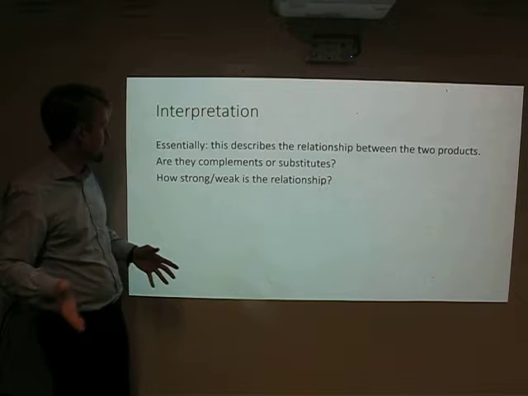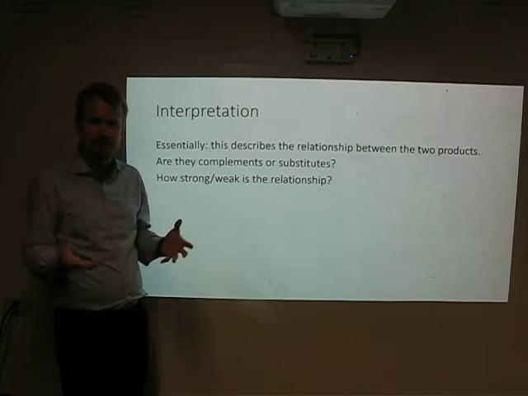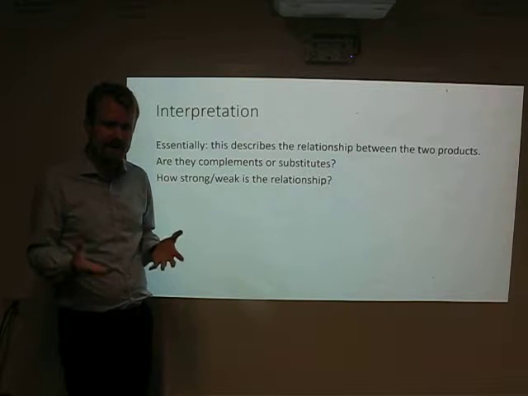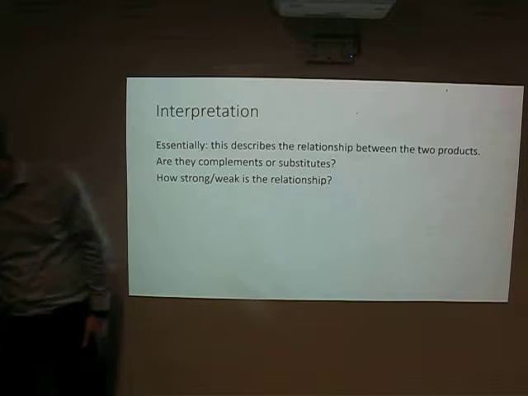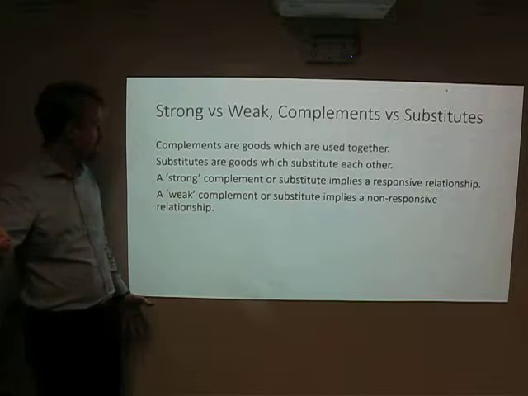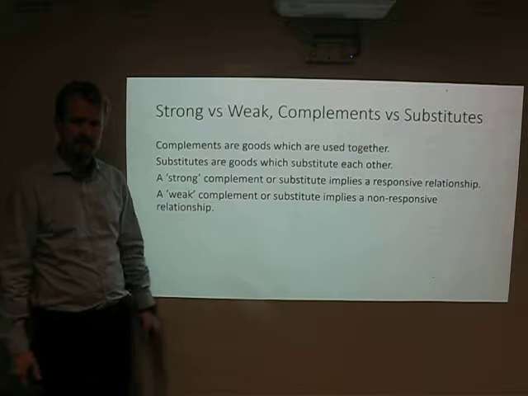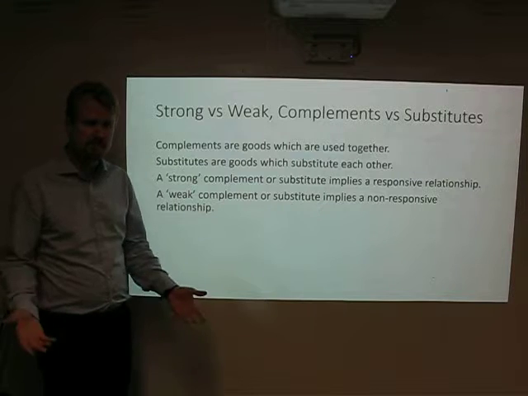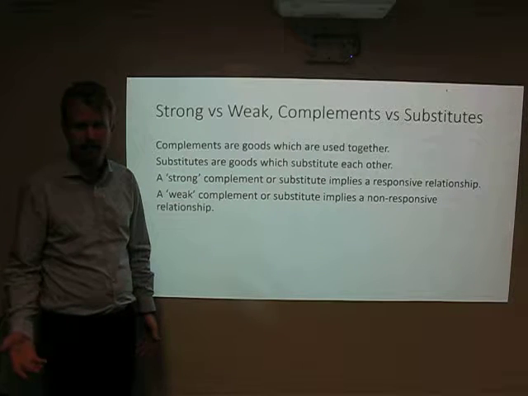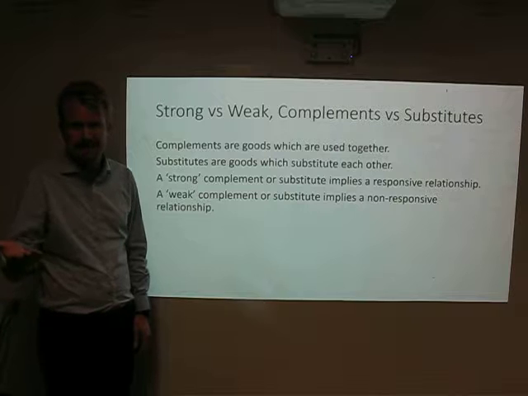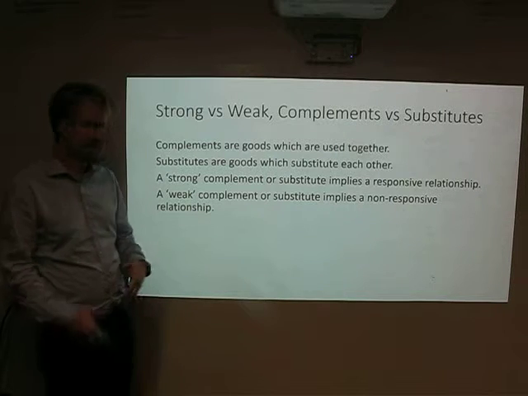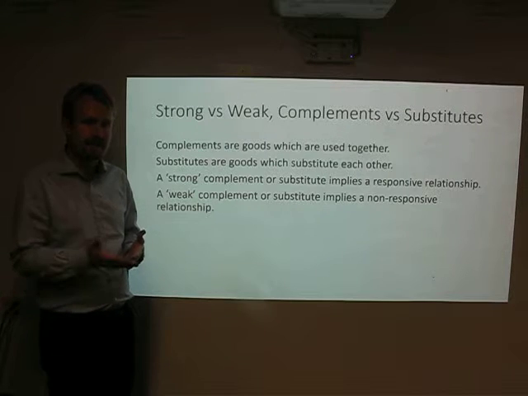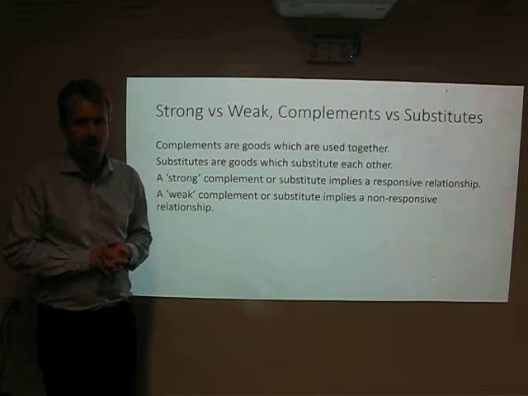How do we interpret these figures? Well, it's describing the relationship between two different products. Are they complements or are they substitutes? And then how strong or weak is that relationship? And we'll see that in a minute. So a complement: goods which are used together, things like petrol and cars, things like tennis balls and tennis rackets. Substitutes: those things which substitute each other, things like Coke and Pepsi, or apples and bananas, tea and coffee, things like that. The strength of the relationship describes the responsiveness of the quantity demanded following the change in the price of the other product.